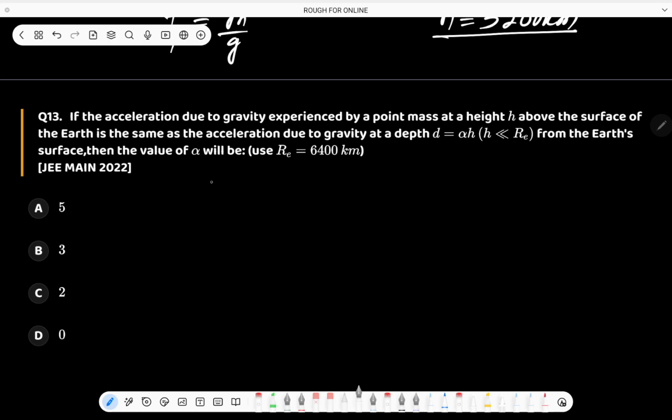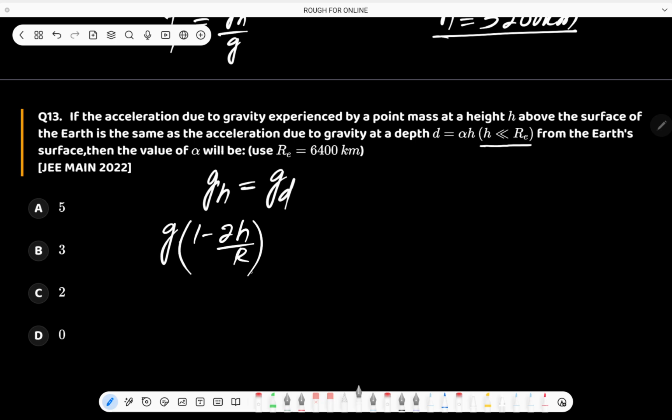I will write down first of all that the acceleration due to gravity at height h is equal to the acceleration due to gravity at depth d. It is given to you. And one important thing is mentioned, that this height is very, very small compared to R. That means for the acceleration due to gravity at height h, we will use the second equation, that is g into 1 minus 2h divided by R, isn't it? And this gd will be equal to g into 1 minus d divided by R. Now see, in this equation, g and g will cancel, 1 and 1 will cancel, minus and minus will cancel, R and R will cancel, and we are left with only this: twice h is equal to d.